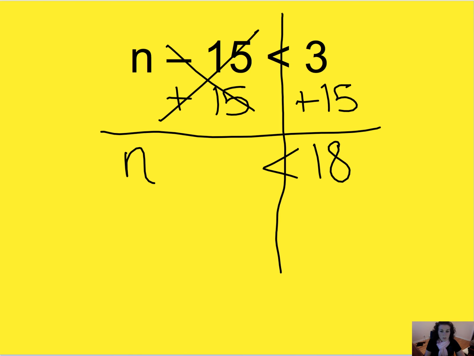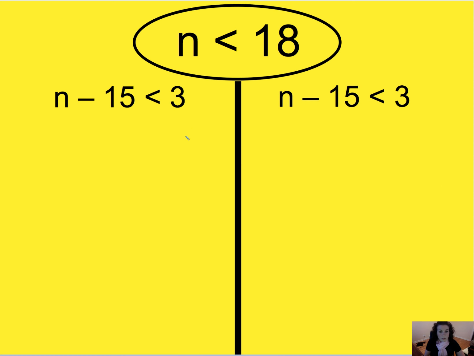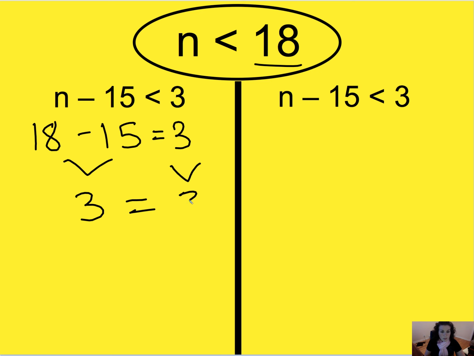So I think that the answer is n is less than 18, but again, we need to check the answer and check the inequality. So just check the 18 first. This is my original problem. I plug in 18 in place of n and see if that's equivalent to 3. So 18 minus 15 is 3. That is equal to 3, so that's correct so far.